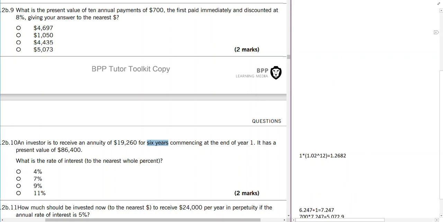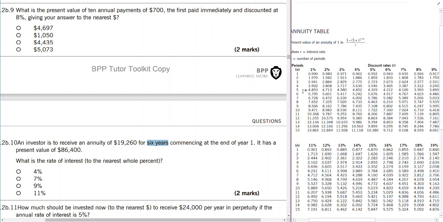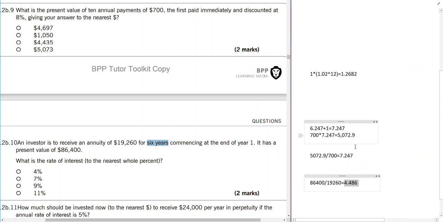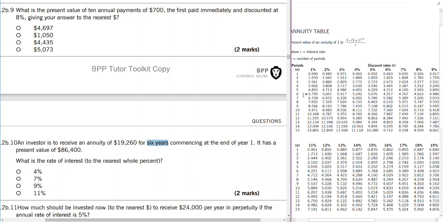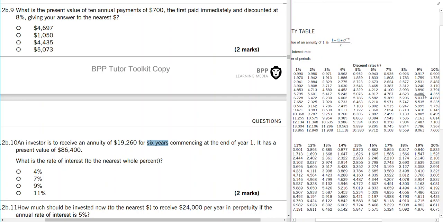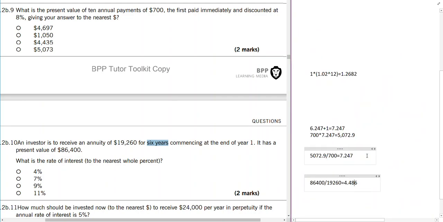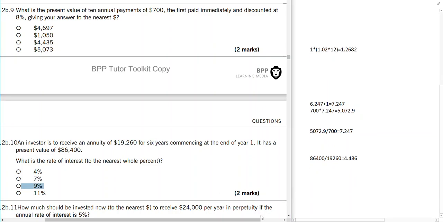So what I will do is go to the annuity table, and in 6 years, I will see which one has this factor, 4.486. 6 years, 4.486, 9%. So 9% is the answer.